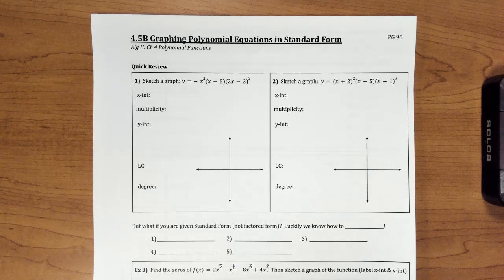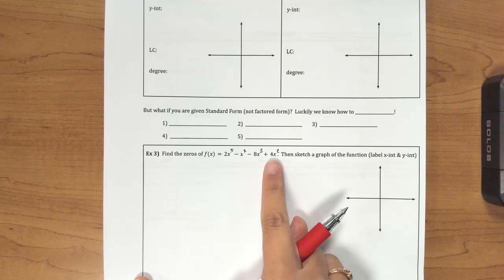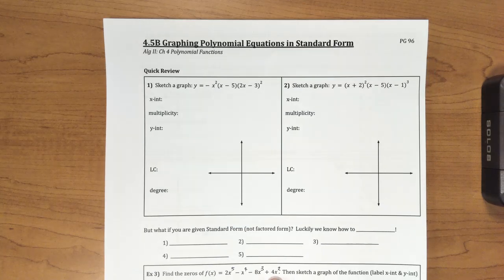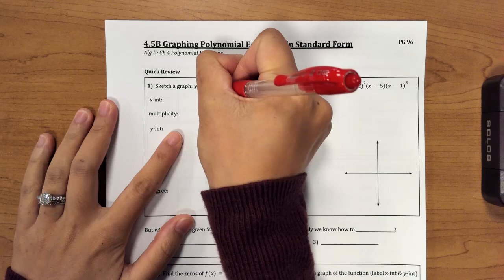Hi guys, today's notes are on 4.5b. We're going to continue graphing polynomial equations with a review of factored form, and then we're going to talk about standard form. Okay. So just as a review, let's take a moment and write in our x-intercepts.